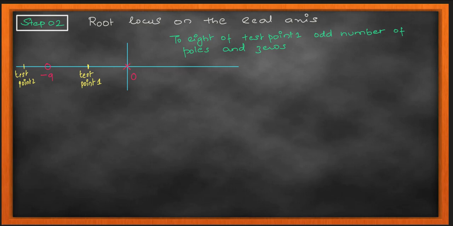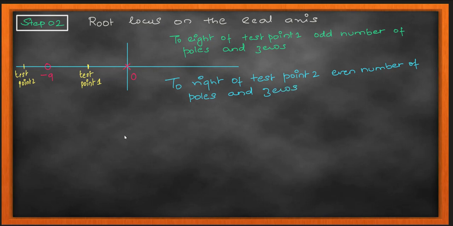So even and odd. I've told you for the root locus on the real axis, I'm only interested in the odd numbers, which means the root locus lies on the real axis between 0 and minus 9. After minus 9, it ceases to exist because test point 2 gives me an even number of poles and zeros. So that is not a part of your root locus. All right, so that is how your root locus exists, and that is the same for any question.